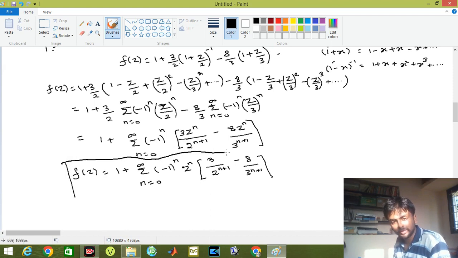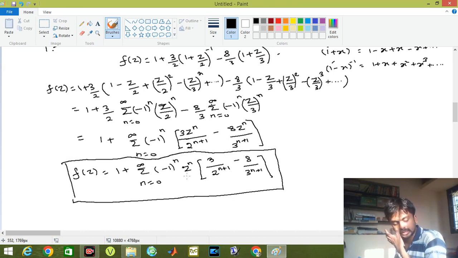This will be the Taylor series expansion also, to represent that function. But we have not used any formula of Taylor series. We have simply used the binomial series expansion. I hope you all understood the problem and enjoyed the problem.